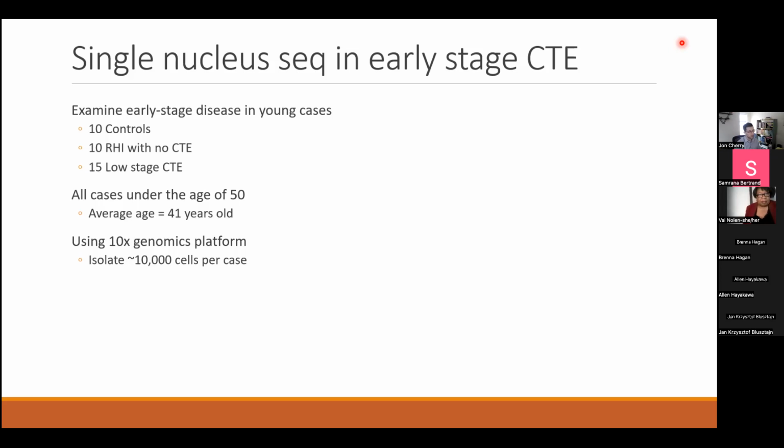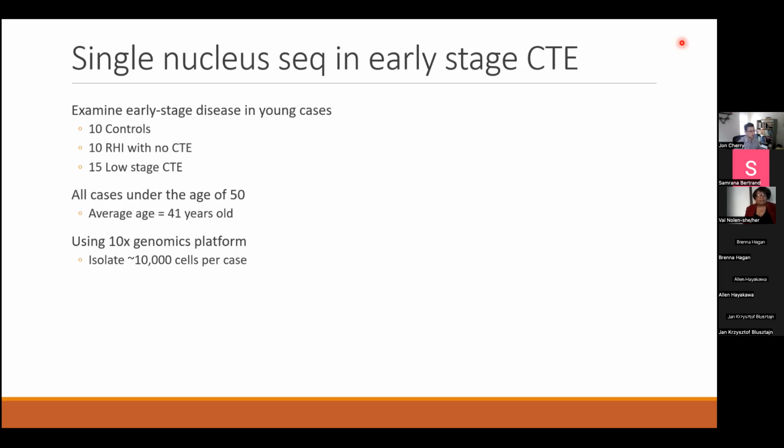You can look at someone who's 80 with 20 years of degenerative pathology, and the question is, how much can you restore? When you're thinking about more of the young side, maybe we can catch it early. We can restore a lot of cognition, prevent a lot of problems. So that's where this project is looking at. So we're looking at 3 different groups, 10 controls, 10 individuals with RHI with no disease, and 10 low stage CTE. And these individuals have very mild, if any, pathology. Well, they have some pathology if they're in CTE. All of these cases are under the age of 50, and the average age is 41. So again, very, very young, very, very mild disease.